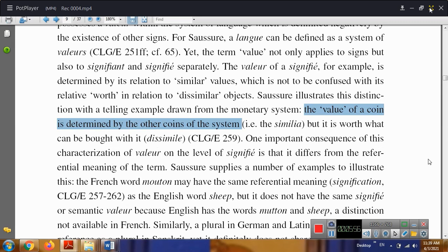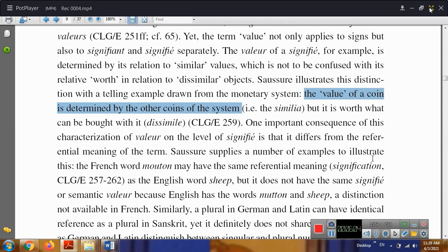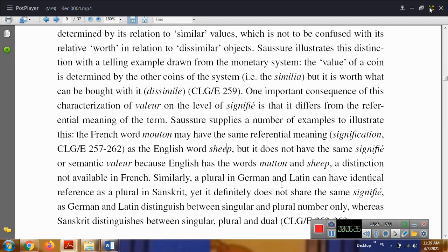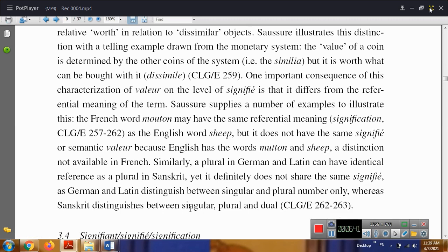One important consequence of this characterization of value at the level of the signified is that it differs from the referential meaning of a term. Saussure supplies a number of examples to illustrate this. The French word mouton may have the same referential meaning, signification, as the English word sheep, but it doesn't have the same signified or semantic value, because English has the words mutton and sheep, a distinction not available in French. Similarly, a plural in German and Latin can have identical reference to a plural in Sanskrit, yet it doesn't share the same signified, as German and Latin distinguish between singular and plural number only, whereas Sanskrit distinguishes between singular, plural, and dual.